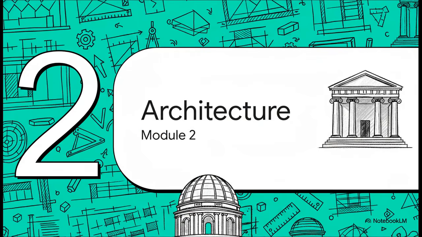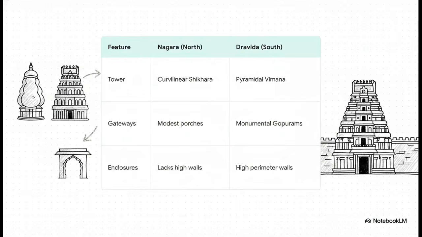Moving right along to Module 2, High-Yield Architectural Frameworks. Look, when you're discussing historical monuments, examiners heavily penalize colloquial descriptions. You need to memorize this structural blueprint. Professors frequently test this by asking you to contrast the northern and southern styles.